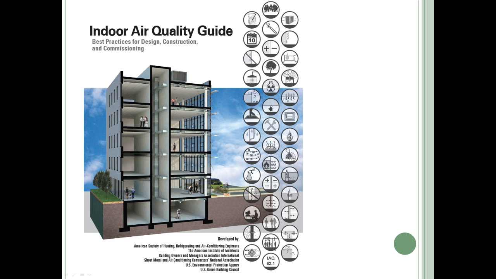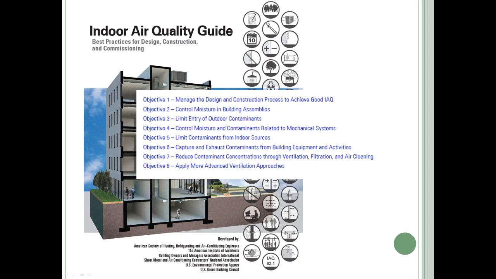There are no standards, so we can't do anything. Well, that's not entirely true. There are some guidelines, and one of which is developed by ASHRAE, and it's like a 700-page document, so it's a biggie. But know that there is guidance that's out there and that's available. And this is a pretty good one, and it breaks things down into 8 different objectives, looking at different indoor air quality issues and how to improve indoor air quality.